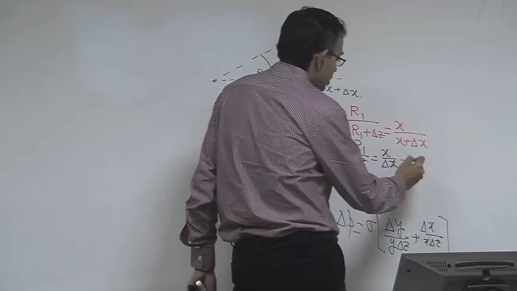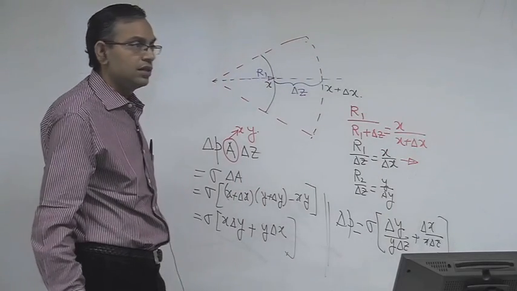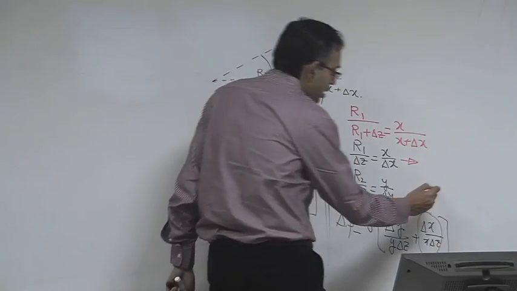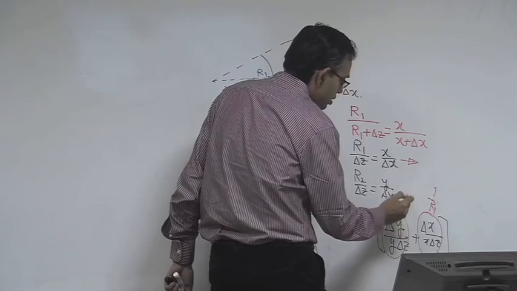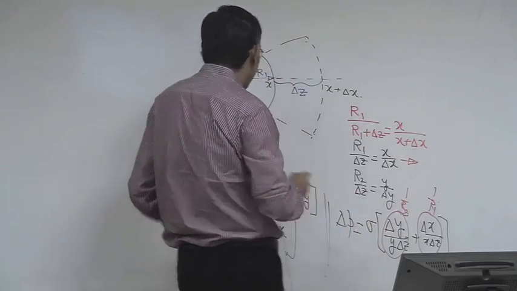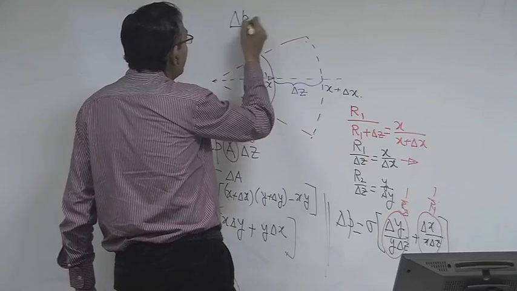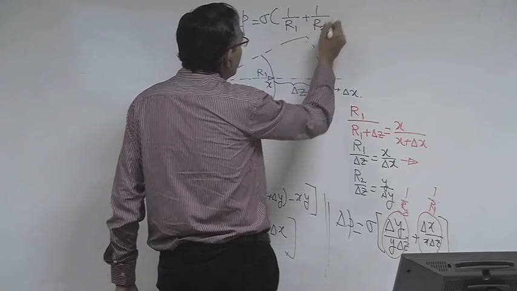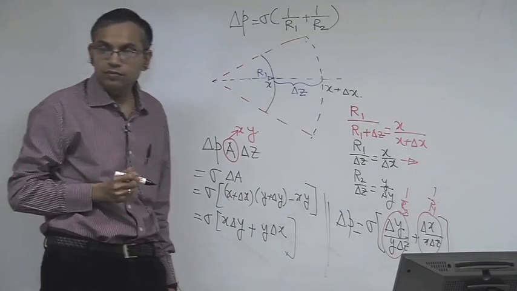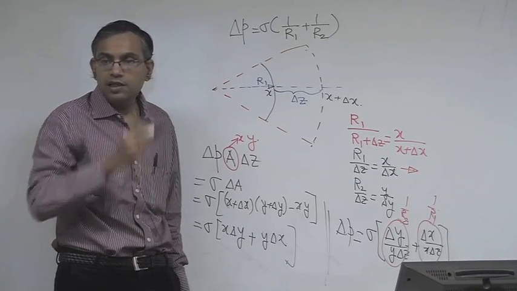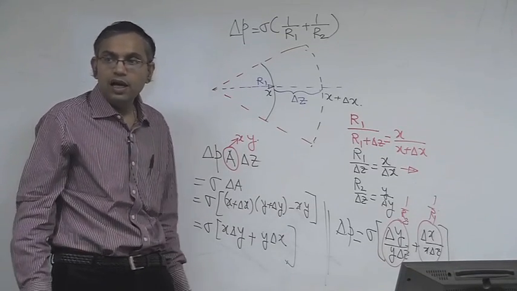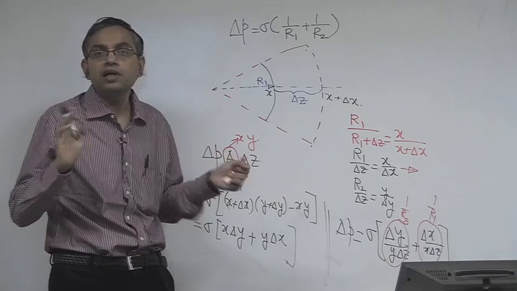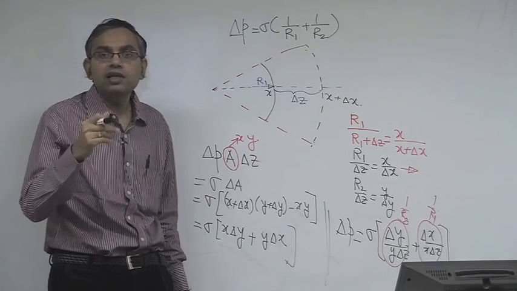Now, look at this, what is delta x by x delta z? This is 1 by R 1 and this is 1 by R 2. So, we can write finally that delta p is equal to sigma into 1 by R 1 plus 1 by R 2. This equation is known as the Young-Laplace equation and a very, very important equation because it relates the surface tension with a pressure differential. And you know that by a pressure differential you can even create a flow.